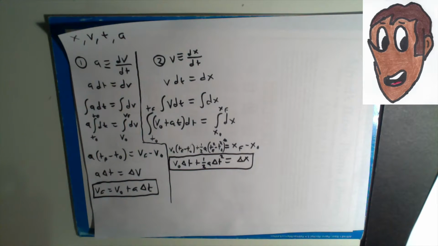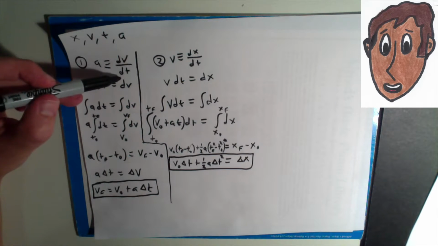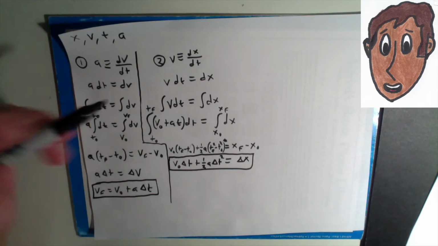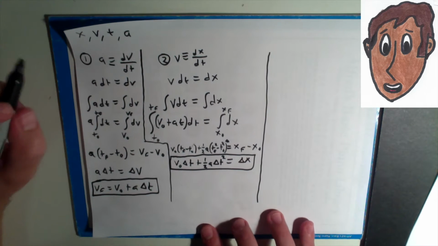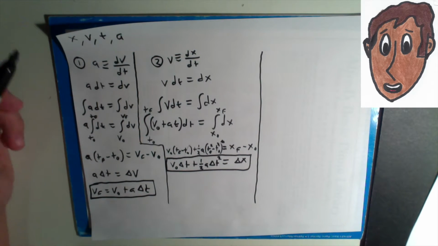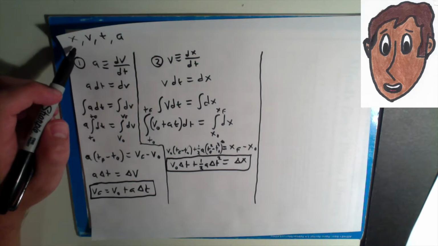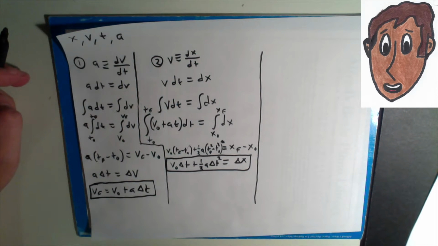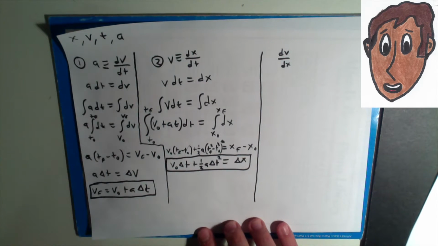Alright, on to the third one. So the first equation we considered velocity changing with respect to time. The second equation we considered position changing with respect to time. And you can probably see where I'm going here with this. The final option is the change in velocity with respect to position, or the other way around, but we'll go this way. So that would be dv/dx. But what does that equal?